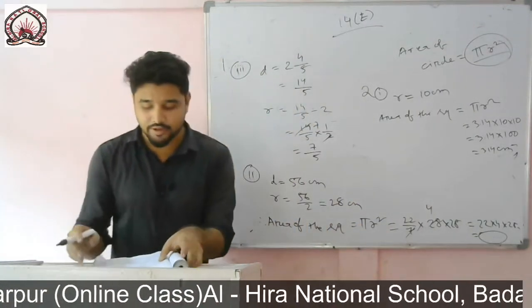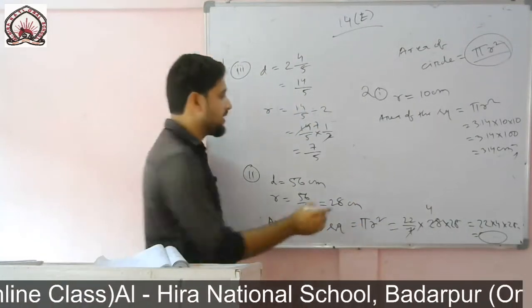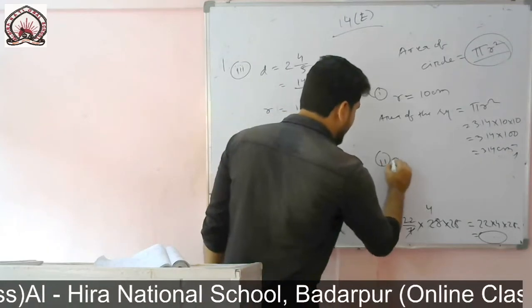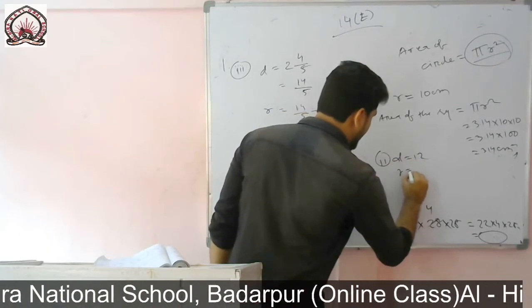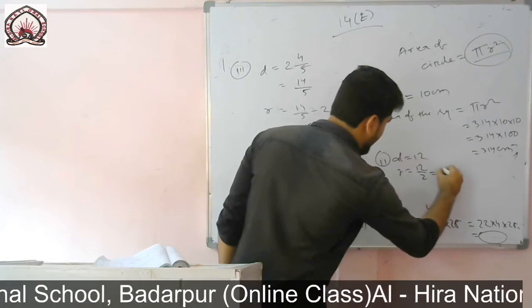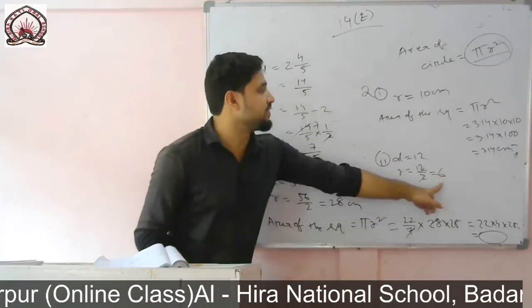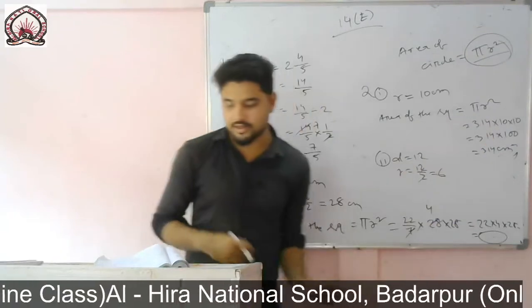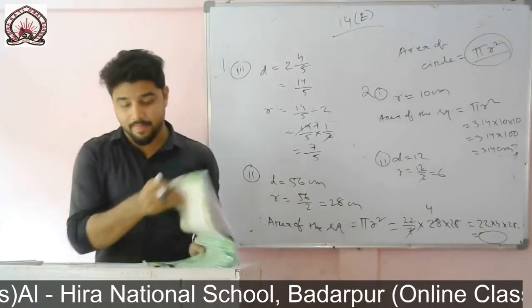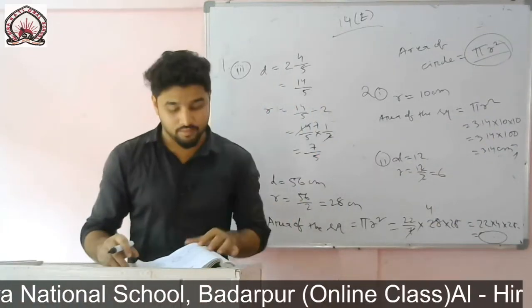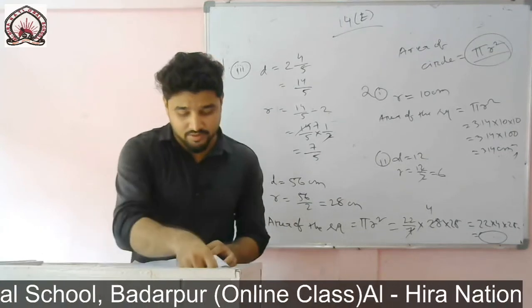Diameter is given here, so you divide this diameter. In question number 2, the diameter is given as 12. So r will be 12/2, which equals 6. So you put 6 in place of r and get the answer. Take 3.14.